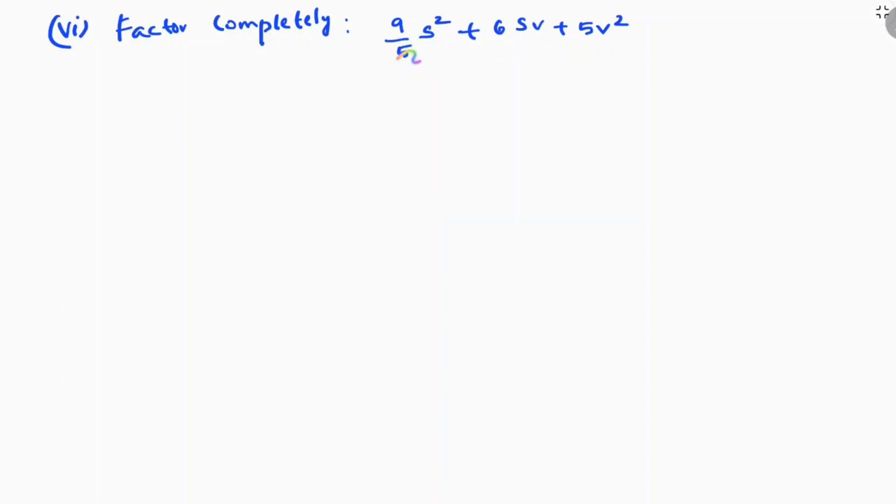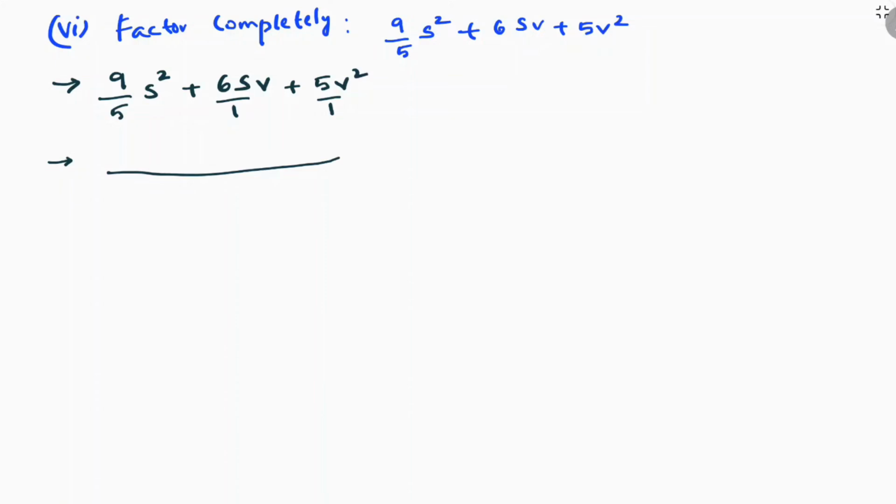Factorize completely 9 by 5 s square plus 6sv plus 5v square. So here the question is 9 by 5 s square plus 6sv plus 5v square. See, it looks like a square plus 2ab plus b square, but the thing is here 9 by 5 you need to write as 3 by root 5 s whole square, and 5v you can write as root 5v whole square. So to avoid this irrational part, you can take LCM directly. Then you can check for the identity. But here I'm solving by using the identity.